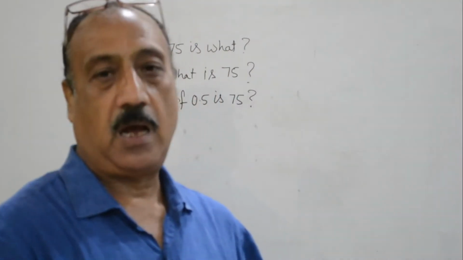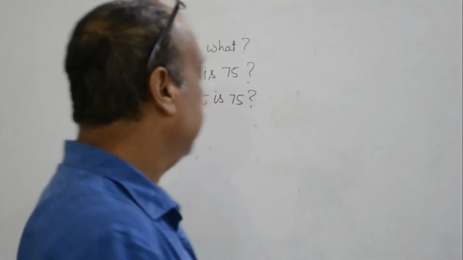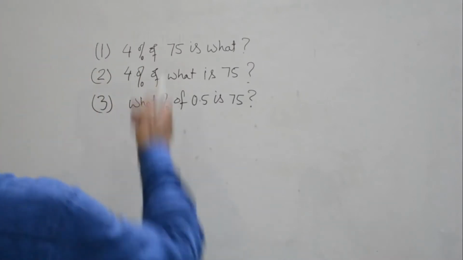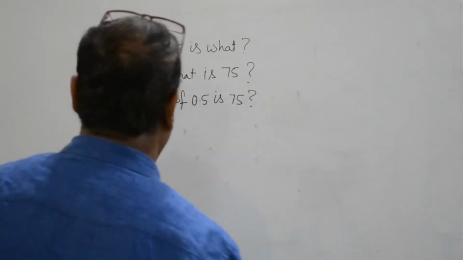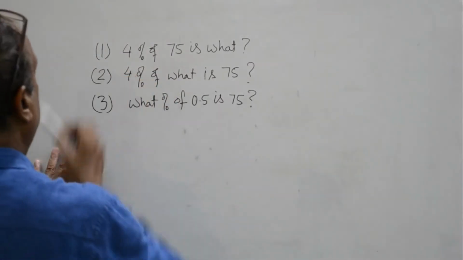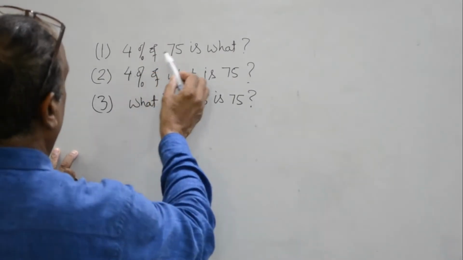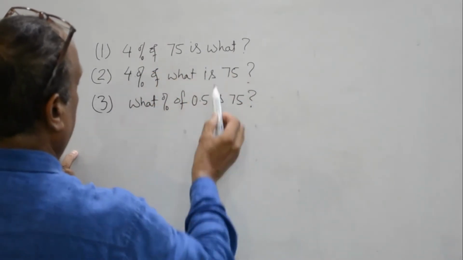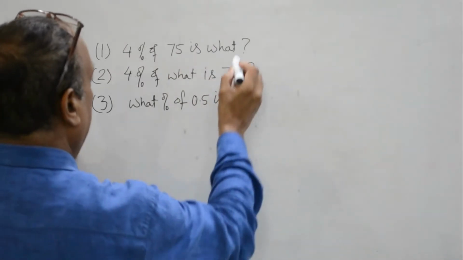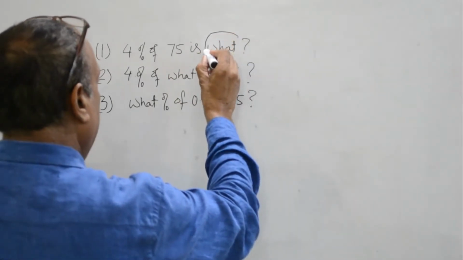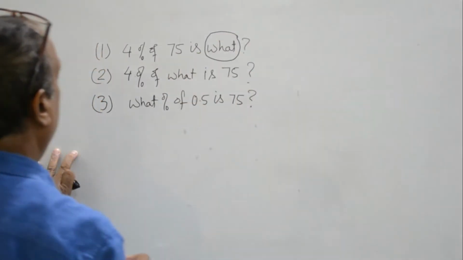Some basics about percentage. Here we have three statements. The first statement is, 4% of 75 is what? In the first statement, what is in the last.